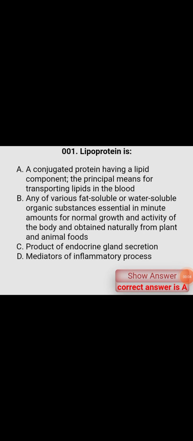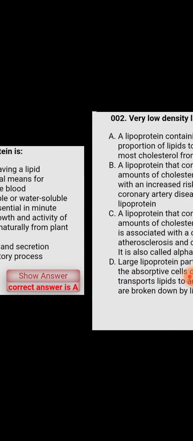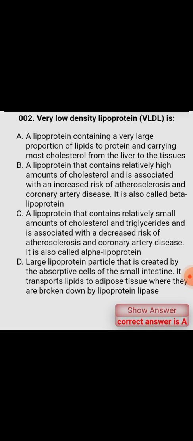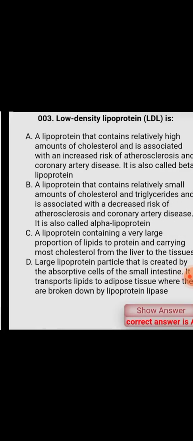Lipoprotein is a conjugated protein having a lipid component, the principal means for transporting lipids in the blood. Very low density lipoprotein is a lipoprotein containing a very large proportion of lipids to protein and carrying most cholesterol from the liver to the tissues.